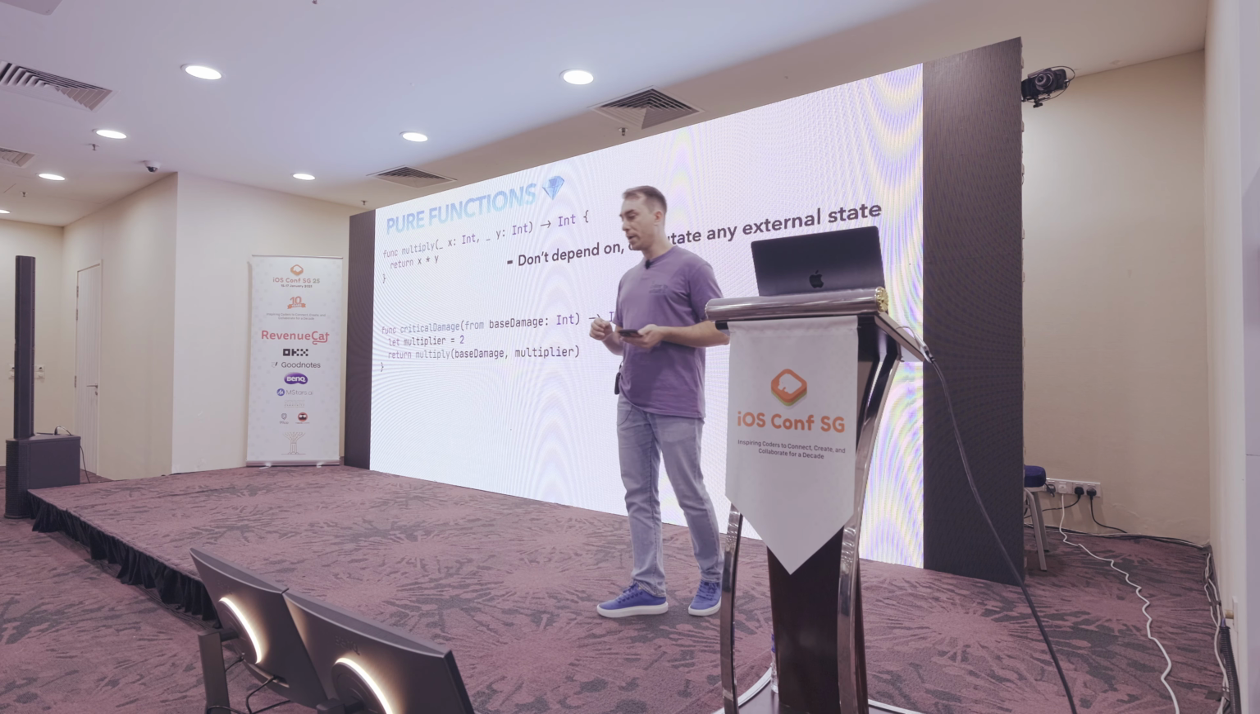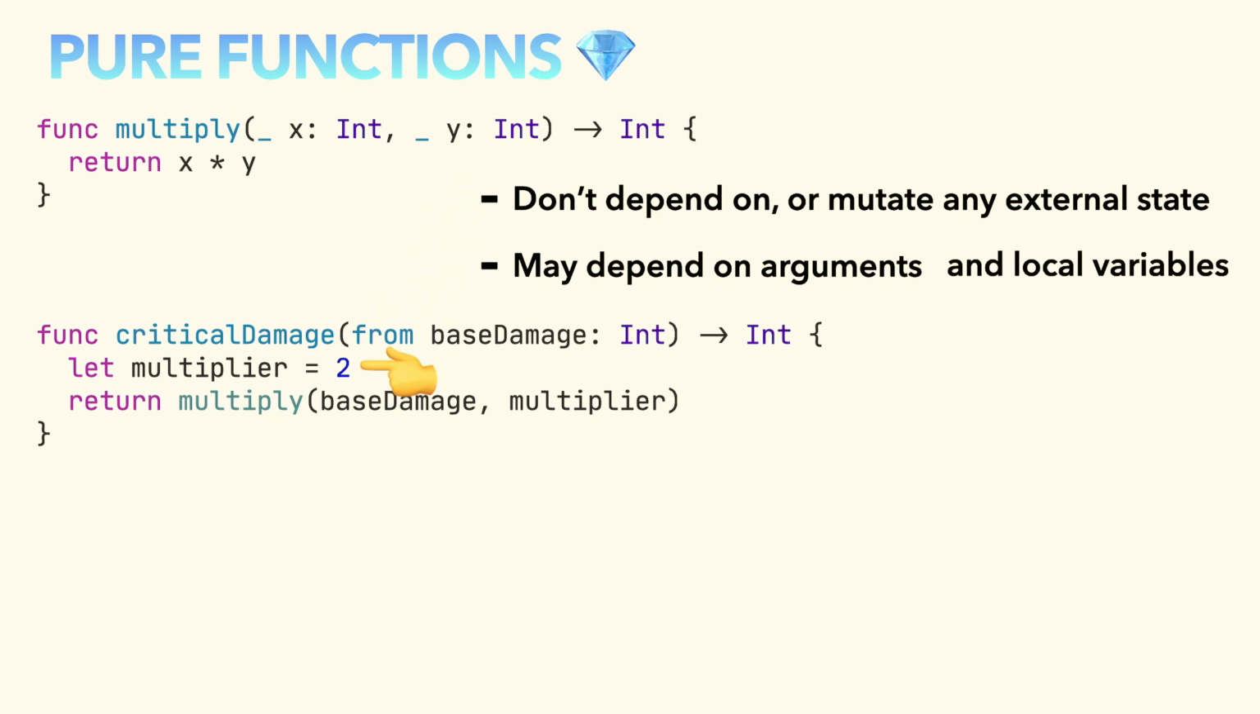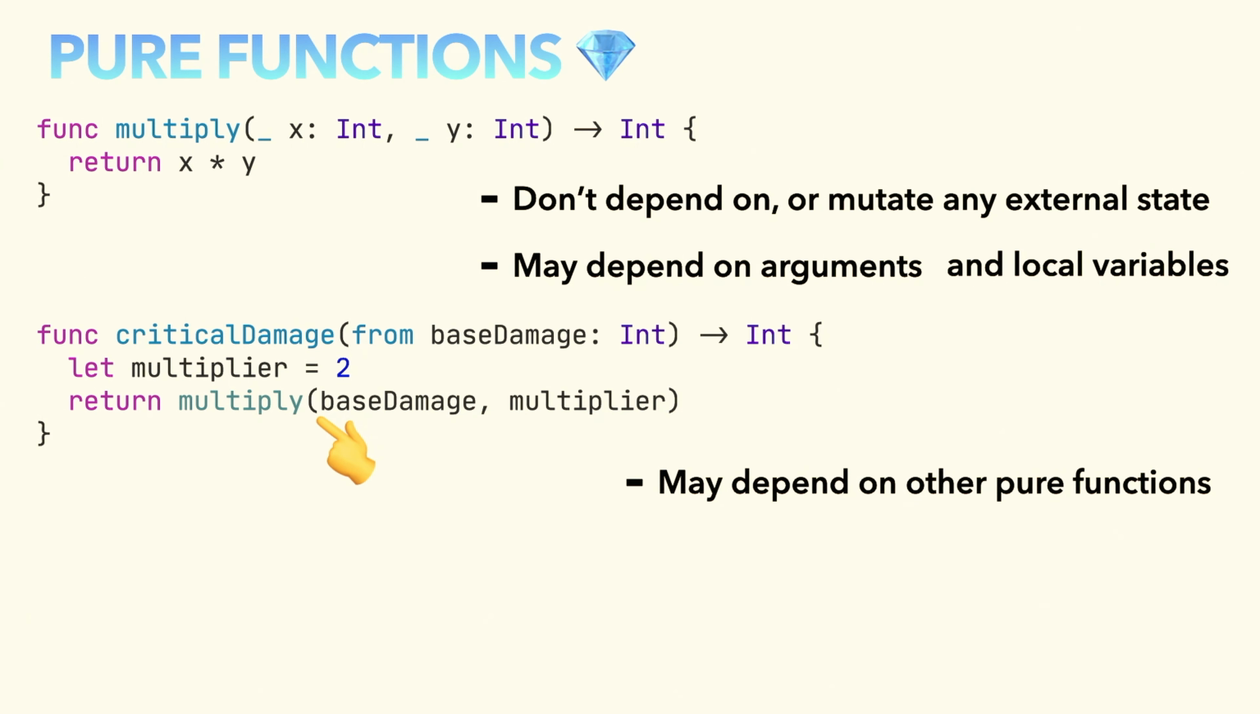Pure functions don't depend on or mutate any external state. They may depend on input arguments or on local variables defined within bodies of these functions. They may also depend on other pure functions like this multiply function in critical damage. And that's pretty much it. That's the whole definition. These are the rules. But these rules enable some interesting properties for pure functions.